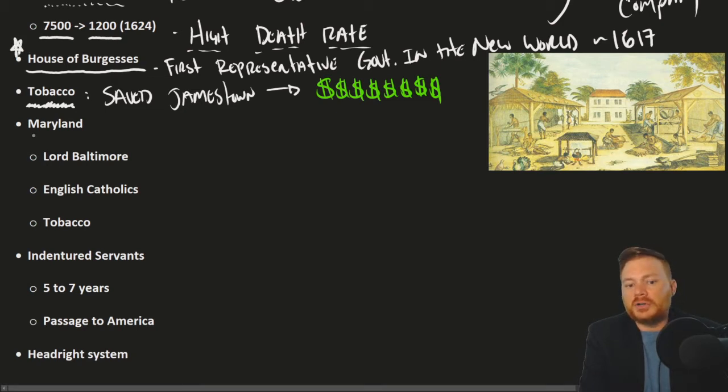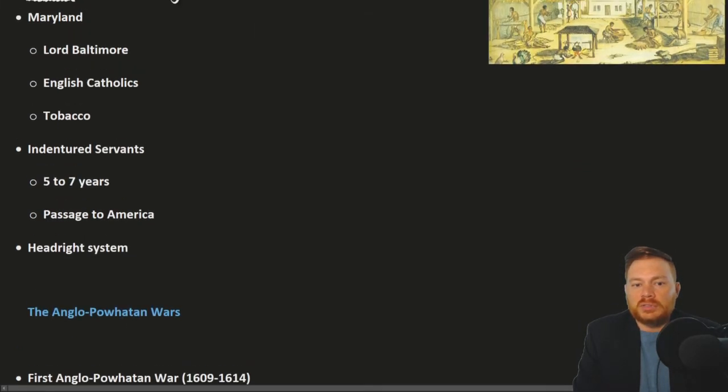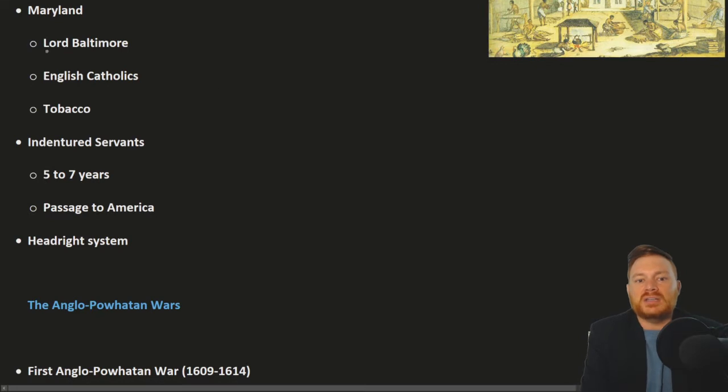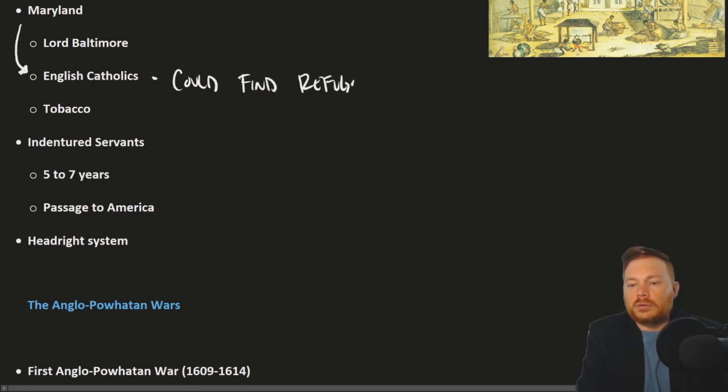Additionally, there were also other colonies that were set up around the area. Maryland is another good example. The interesting thing about Maryland is that it initially was created as a refuge for English Catholics. So we might say English Catholics could find refuge in Maryland.